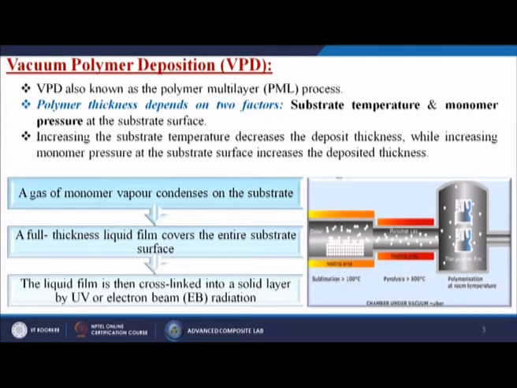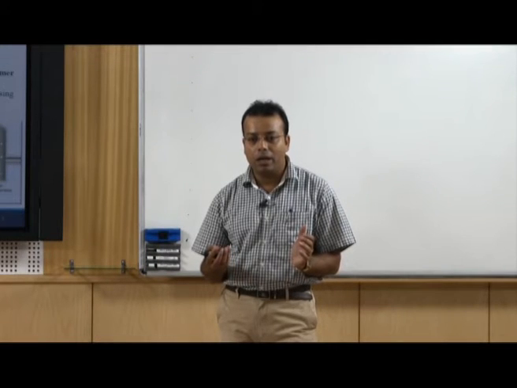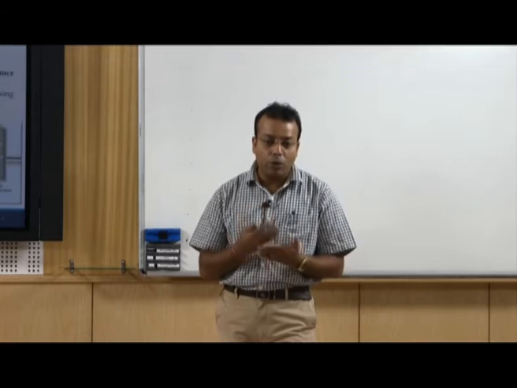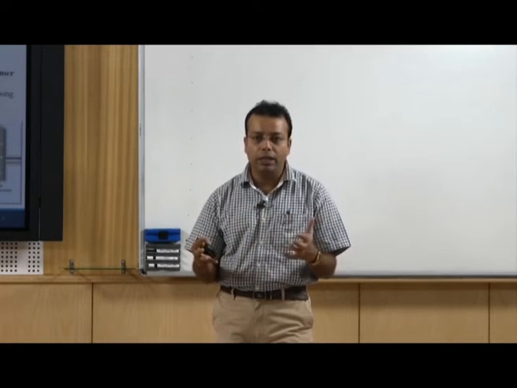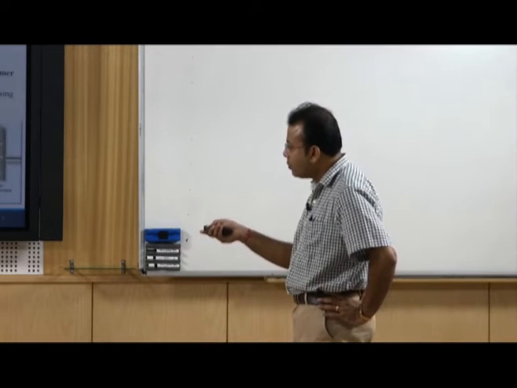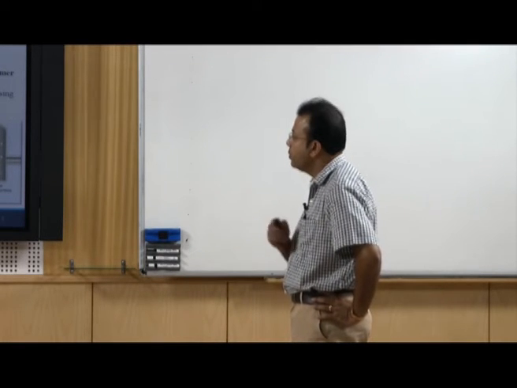A gas of monomer vapor condenses on the substrate, and a full thickness liquid film covers the entire substrate surface. The liquid film is then cross linked into a solid layer by UV or electron beam radiation. So, first it is like a paint. We have the substrate, we do the coating in liquid form, then we keep it in some conditions or environment by which some kind of reactions form between the substrate and the coating, and then it becomes solid and acts as a layer on top of the substrate.